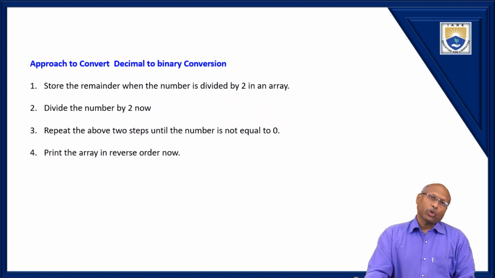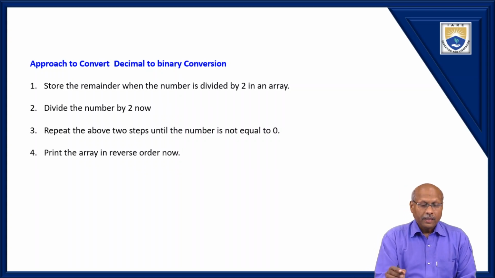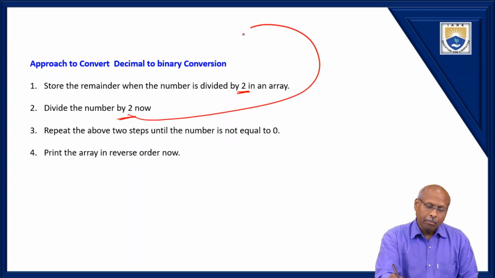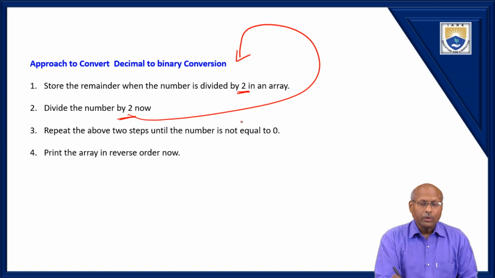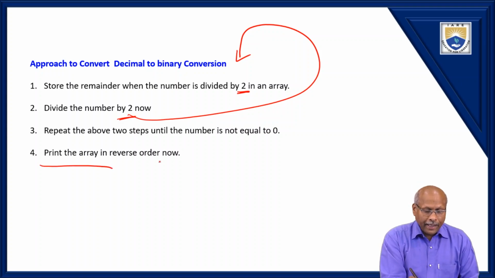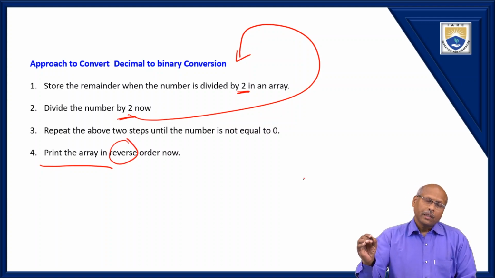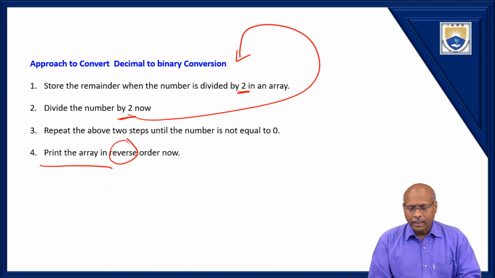Now, how to solve this problem? For that, what you have to do? Take the number, divide by 2, and after dividing by 2, you will get a remainder. That remainder you store in an array. Then divide the number by 2 again, divide it, store it. That means the remainder you have to keep on storing. How long? Until the number becomes 0. Whenever the number becomes 0, the process stops. Then print that array in reverse order. Once you print in reverse order, that is your required answer.